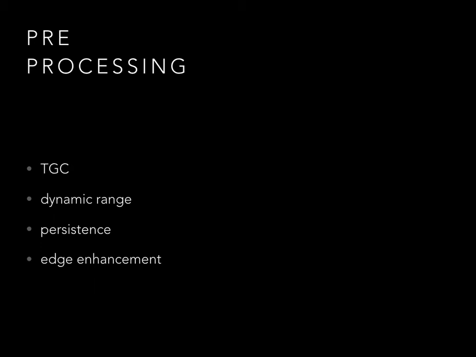Persistence is the smoothing of images. This is done by averaging over several consecutive frames. This causes blurring though, so minimal persistence is used when we're imaging the heart. Edge enhancement makes it easier to detect interfaces or boundaries between structures by sharpening the edges. This gives crisper images.